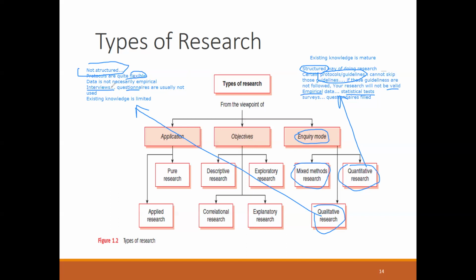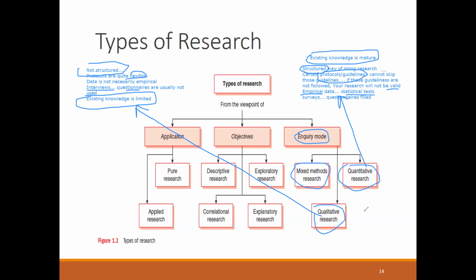We can also use other kinds of qualitative inquiries. We can use content analysis. We can use ethnographic observation. We will discuss these things in the coming lectures. And the most important thing: in quantitative research, the existing knowledge is relatively mature, but in qualitative research, existing knowledge is limited. So this is the difference between qualitative and quantitative research.